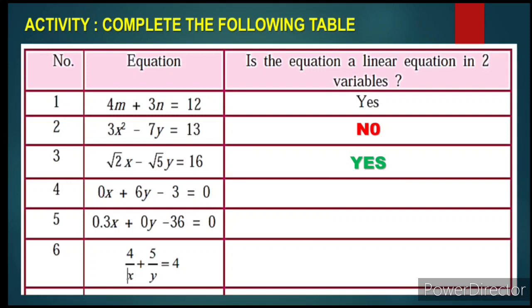Fourth one, the value of a is 0. As we have learnt now, a cannot be equal to 0. So it is not a linear equation. In the fifth one, again the value of b is 0. So it is not a linear equation. In the sixth one, the variable is written in the denominator. As the variable is in the denominator, the power of the variable is not 1, it is minus 1. So no, it is not a linear equation, it should be only 1.